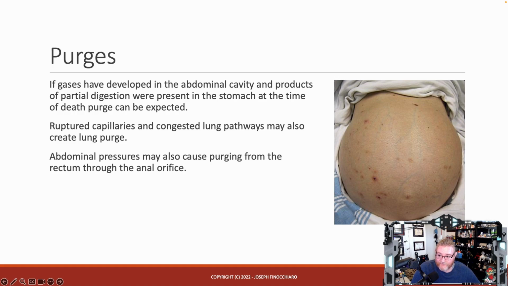If gases have developed in the abdominal cavity and products of partial digestion were present in the stomach at the time of death, purge can be expected. Ruptured capillaries and congested lung pathways may also create lung purge. Abdominal pressures may also cause purging from the rectum through the anal orifice.